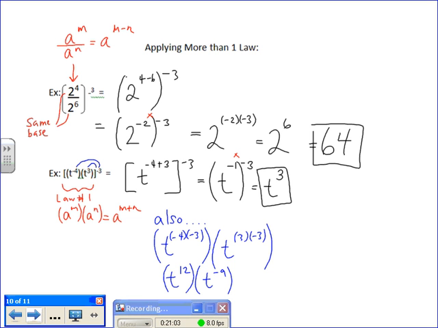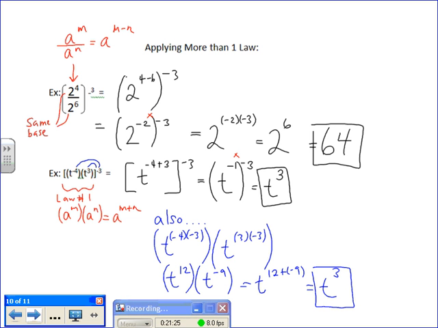3 times negative 3 is negative 9. And then I would have simply said, okay, I've got two powers with the same base. I can add the exponents. So 12 plus negative 9, which is going to come out to be, that's 12 minus 9, which is 3. Okay, so more than one way to solve that problem.